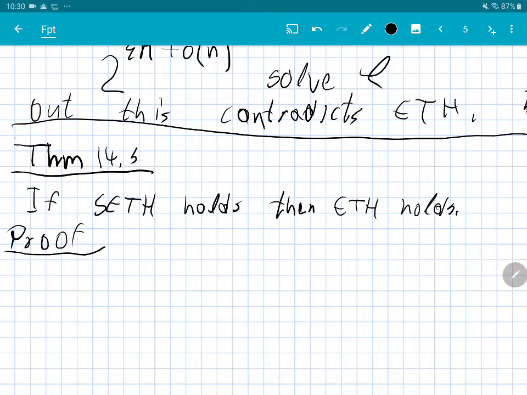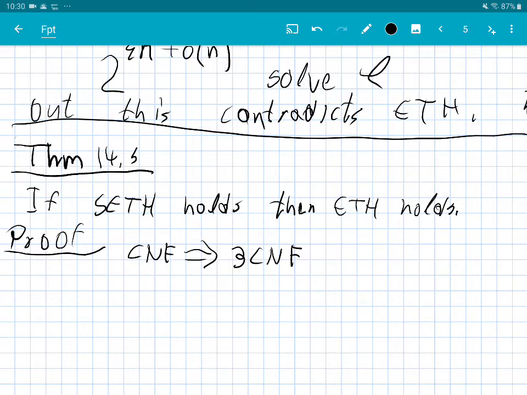One can easily show a reduction from SAT to 3-SAT, right? So if you give a CNF formula, you can convert it to 3CNF. You might have seen this when you learned NP completeness. You essentially do padding with new variables and so on. It's not very difficult, and it just increases the length of the formula by a constant factor.